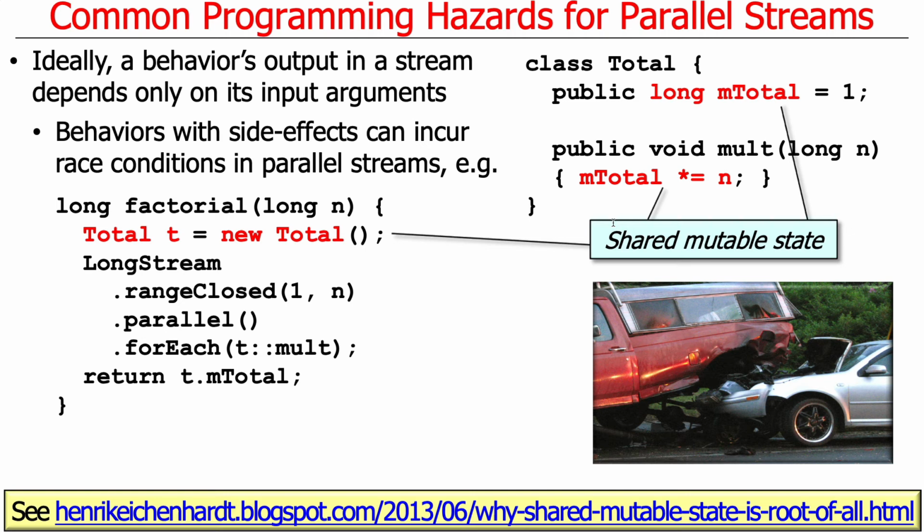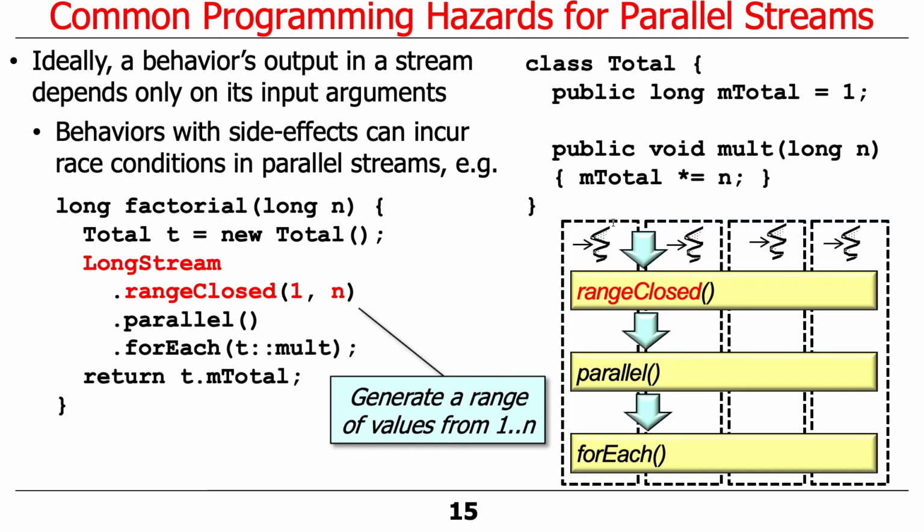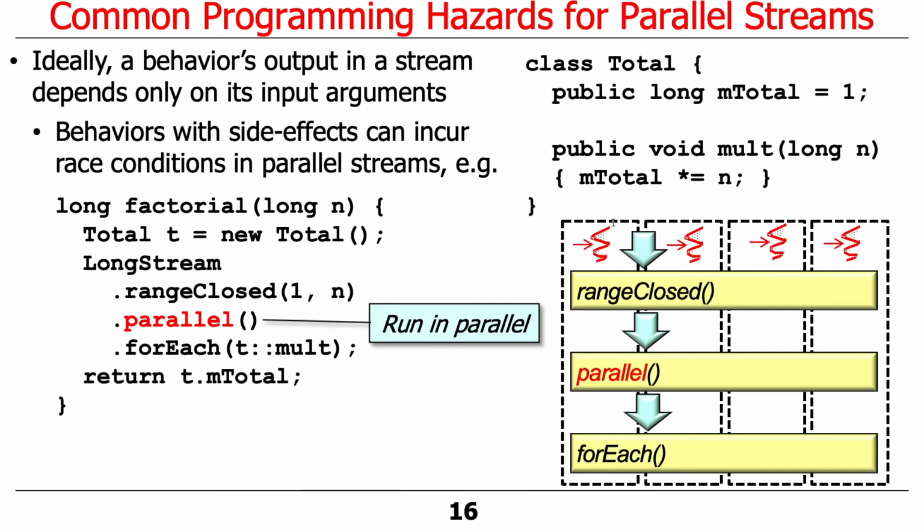And by the way, if you want to find out why shared mutable state is the root of all evil, this is the link for you. So what we do is we then use a stream operation called range closed. This will generate a range of values from 1 to n in order. And then we're going to process that range in parallel. This is another way of getting a parallel stream. You just say dot parallel. That converts the sequential stream to a parallel stream.